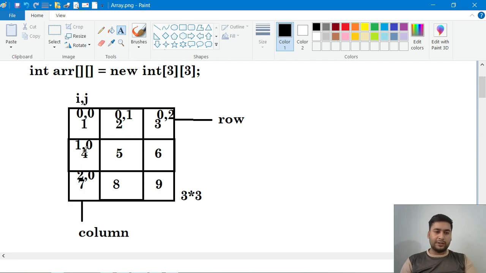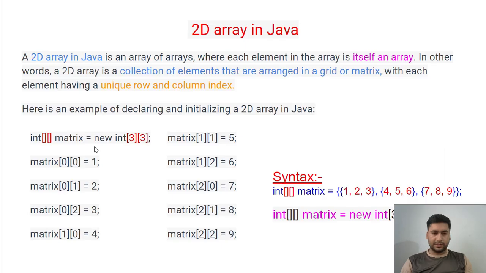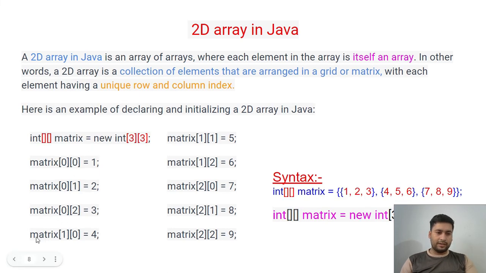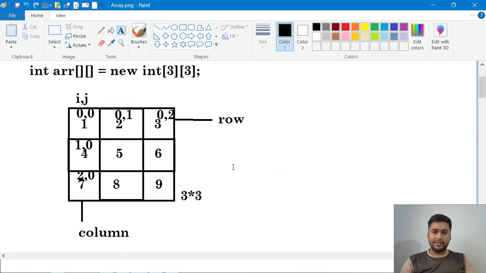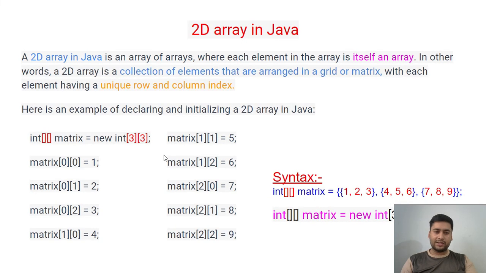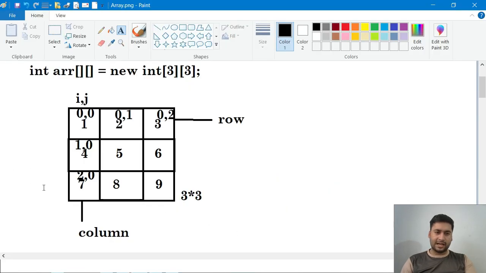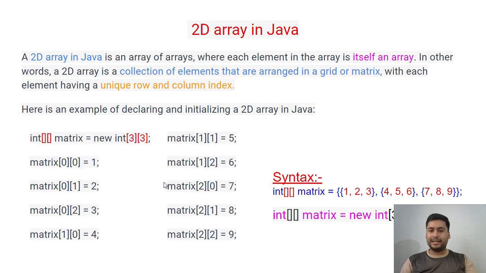If you go below to 1 0, let's see. Matrix 1 comma 0 is 4, 1 1 is 5, 1 2 is 6. Let's check here: 1 2 is 6. Like that you can store the data. 2 comma 0 is 7, 2 comma 1 is 8, 2 comma 2 is 9. So it will start from here, 2 comma 0, 2 comma 1, 2 comma 2. This is the way to store the data inside.